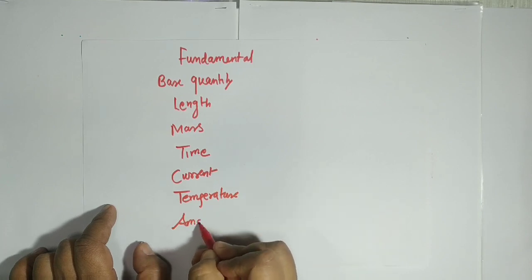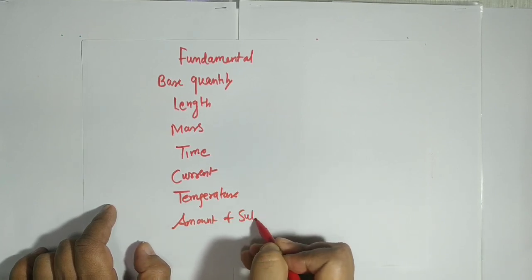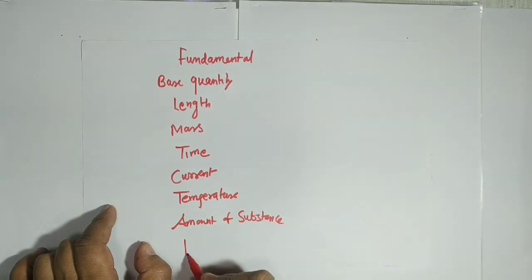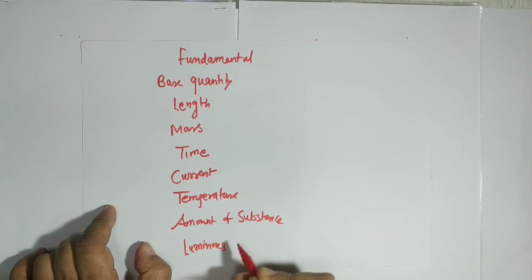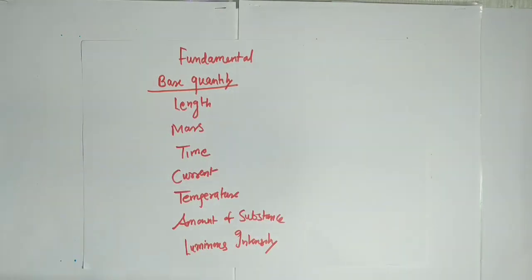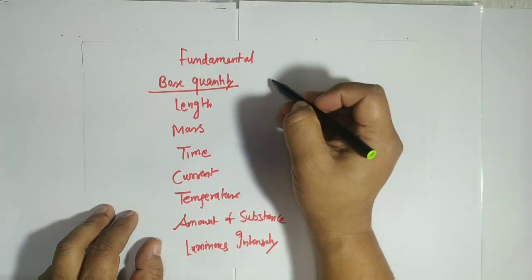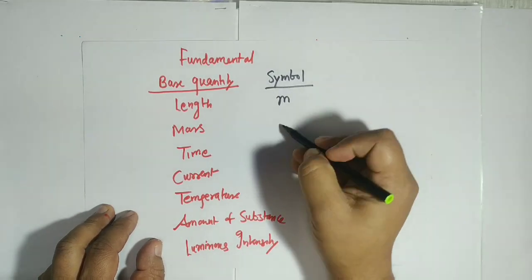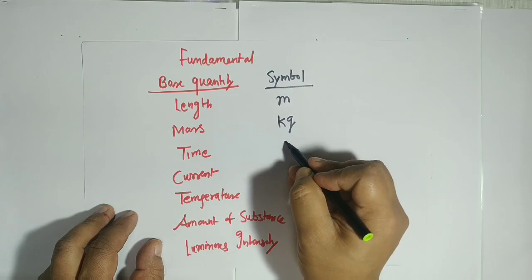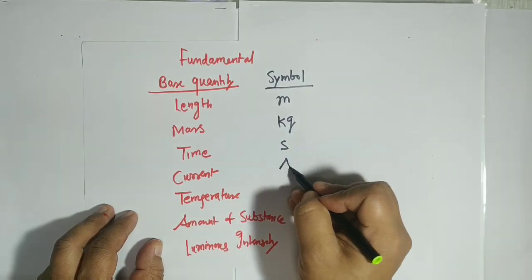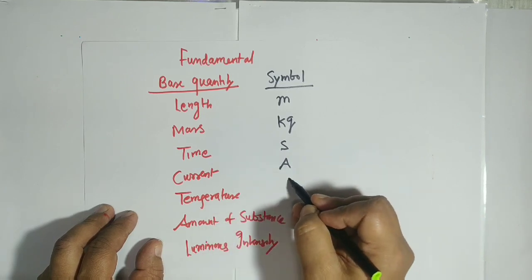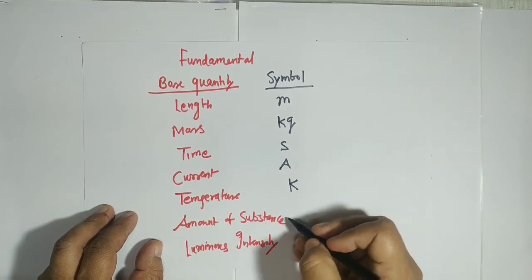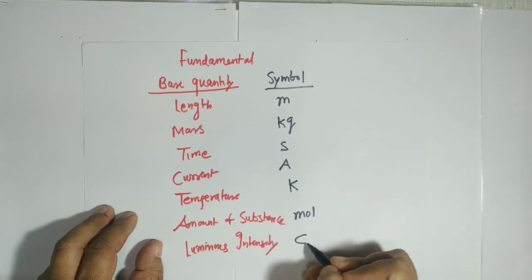Then amount of substance. And then there is luminous what? Intensity. So these are the base quantities. And then their name, we know that their symbol is actually denoted. We know that it is meter, mass kg, time second, current is in ampere, that's their unit, temperature is in Kelvin, and then amount of substance is in mole, and this is in candela.